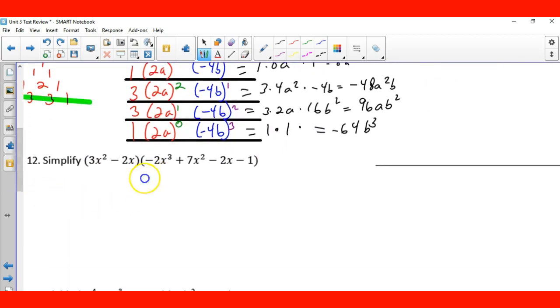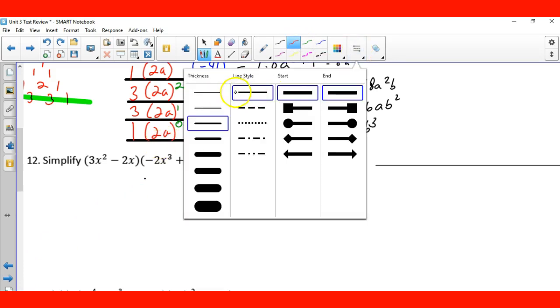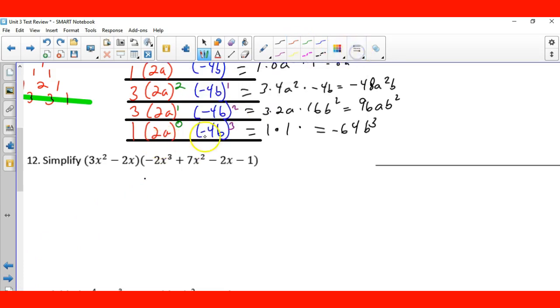Now right here, simplify. Guys, this again is another foiling problem. So again with this problem, I would definitely expand it out. So 3x squared times everything over here.